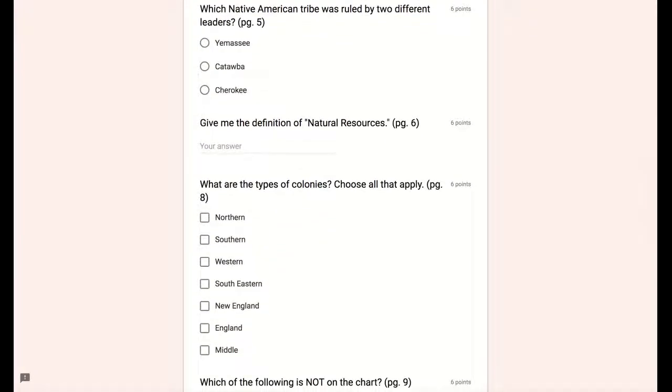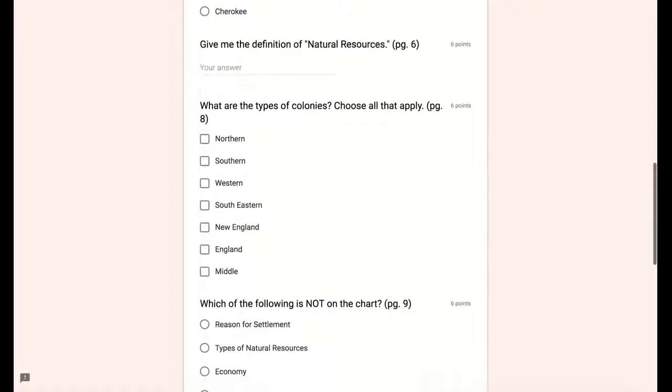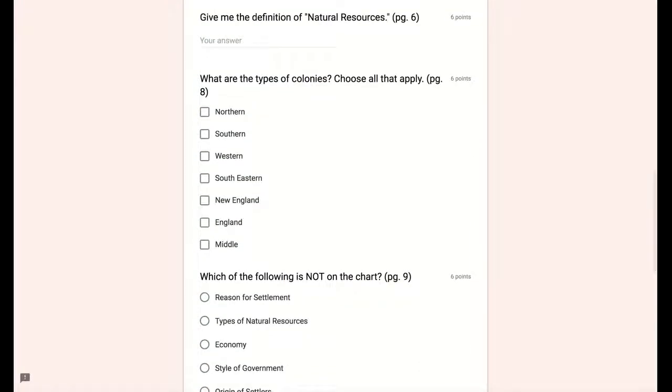Which Native American tribe was ruled by 2 different leaders? You can find this answer on page 5. Was it the Yamasee, the Catawba, or the Cherokee? Give me the definition of natural resources as it appears on page 6.